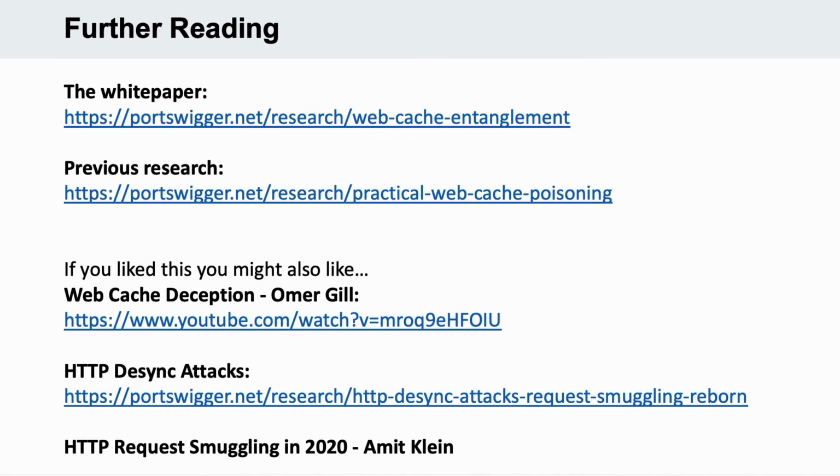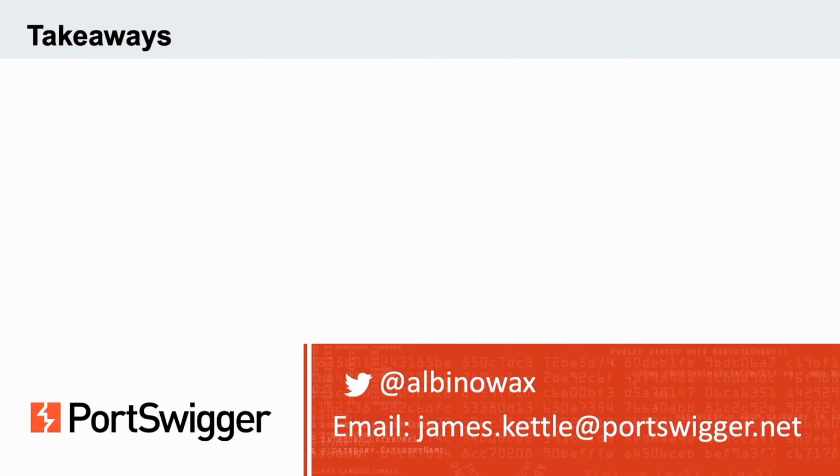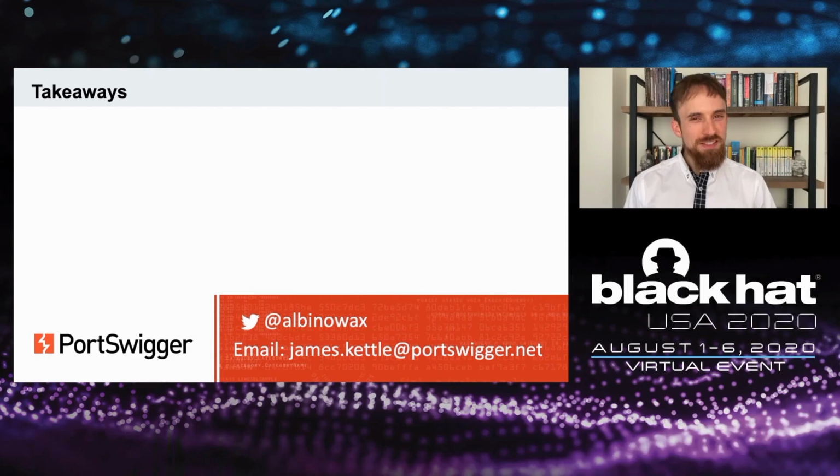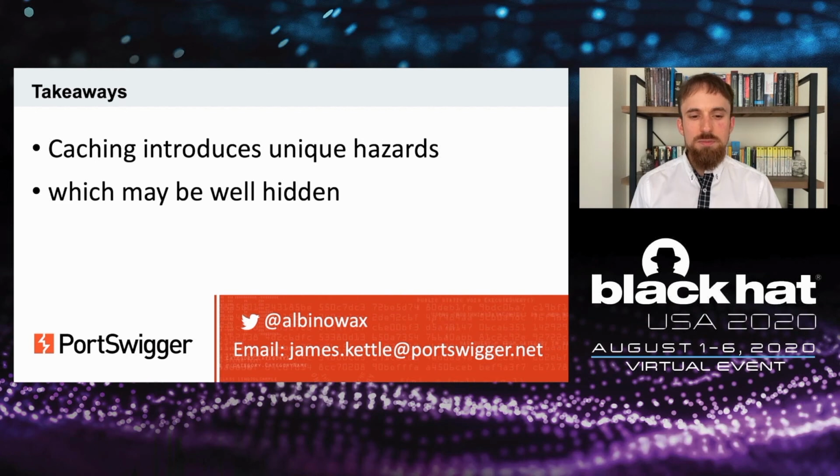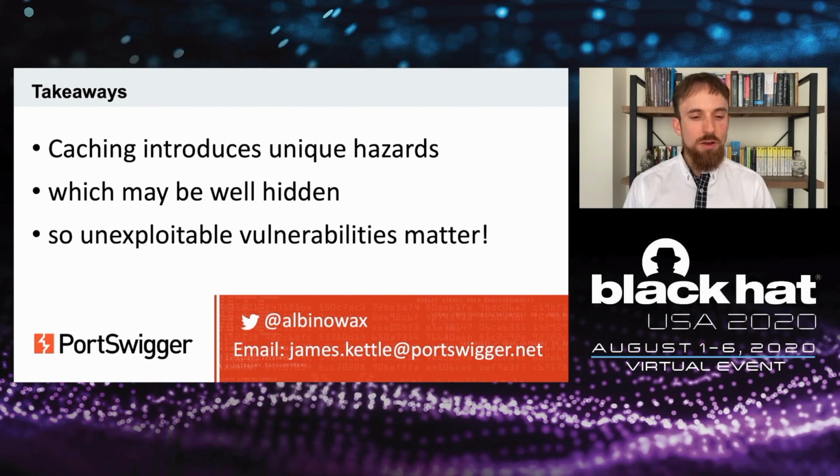This is not the end of novel cache poisoning issues coming out. I've got loads of leads, and I'm sure other people do too. So please don't think this is a comprehensive presentation. And that basically means the most important thing to take away is that caching introduces unique hazards, and these may be well hidden and not documented by anyone anywhere ever. And as such, if you're using caching, unexploitable vulnerabilities are really worth patching.